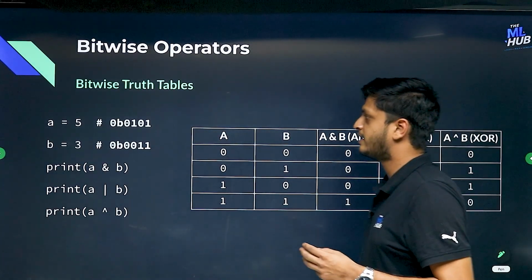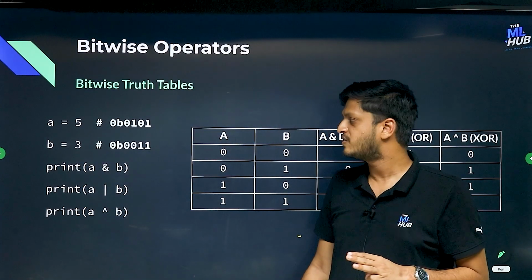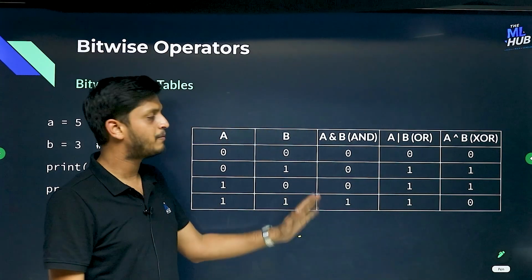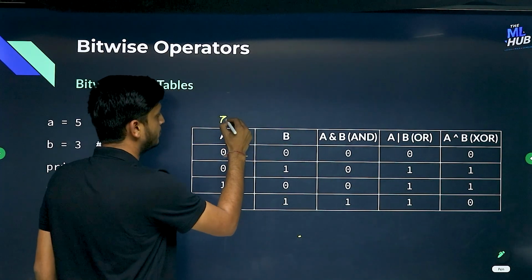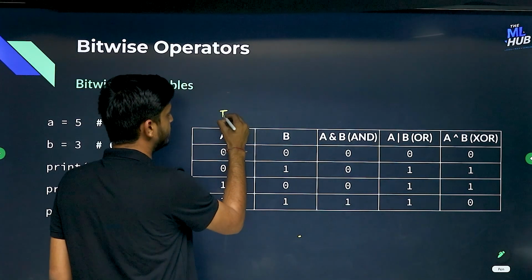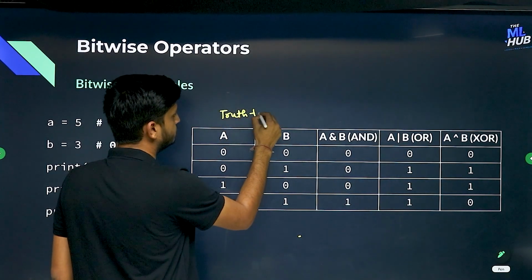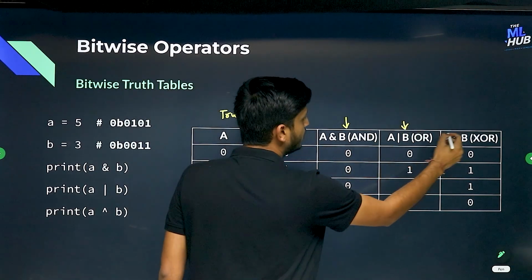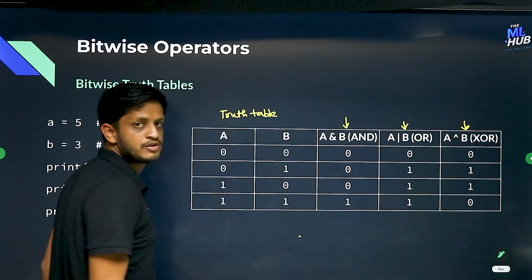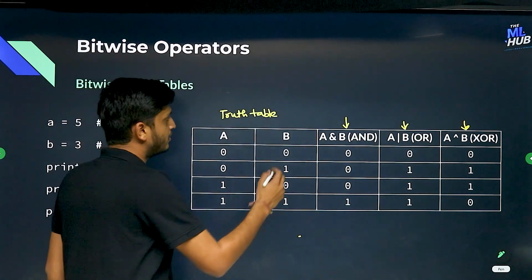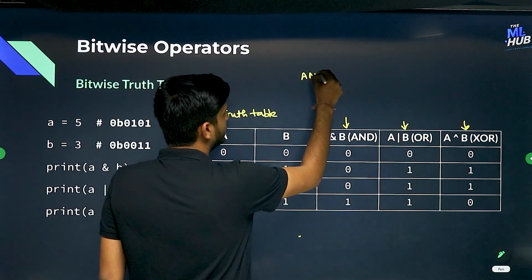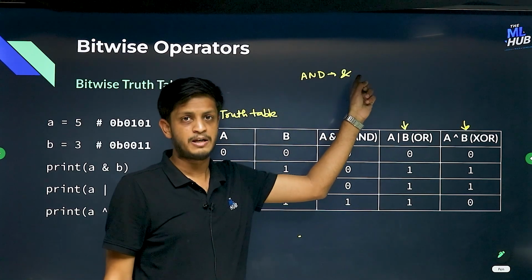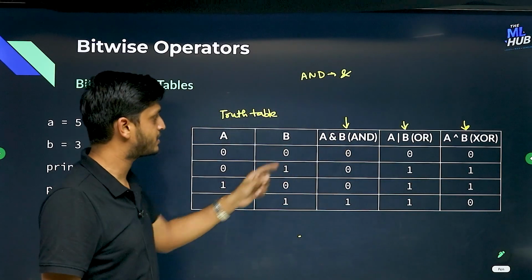So there are these. Firstly, we are discussing 3 bitwise operators, which are AND, OR, and XOR. So this is the truth table. This is called the truth table of logic gates. So this is the truth table of AND, this is the truth table of OR, and this is the truth table of XOR. So what do we mean by this? When we talk about AND, its symbol is like this. We have this symbol on our keyboard, right? It is called ampersand.